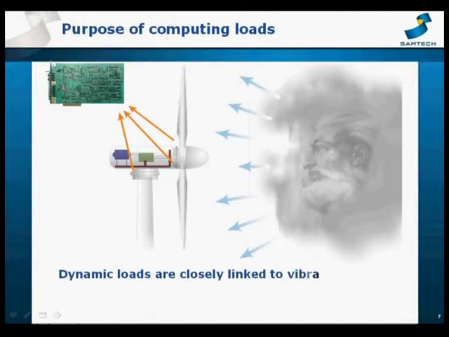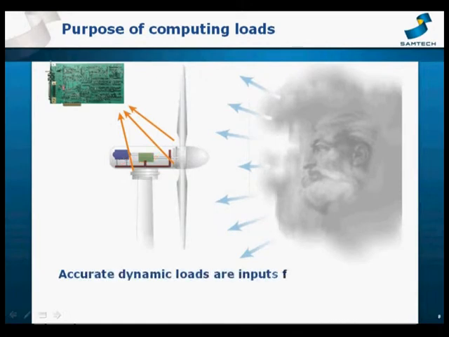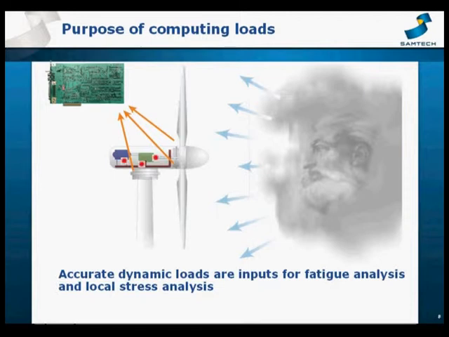Vibrations are produced by the interactions between the machine and both wind and control commands. These vibrations are, of course, closely linked to the dynamic loads acting on the structure. Vibrations will be more significant as the size of the turbine, as well as its flexibility, increases. It's necessary to compute these dynamic loads very accurately because they will be responsible for fatigue phenomena and local stresses in structural components. Proper design of these components requires accurate loads as input for the computations.